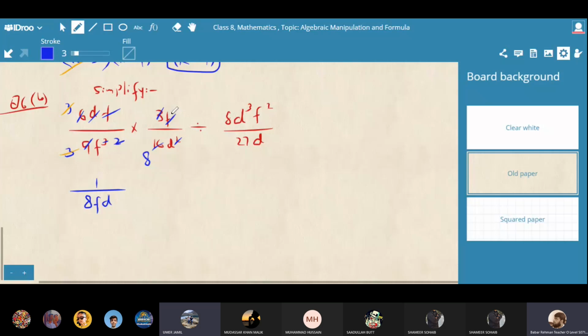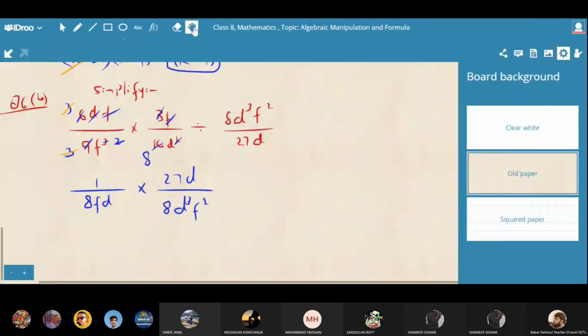Okay. Are you getting my point? Two F. Okay. Now if I put the multiplication sign here, so what will happen? This will be reciprocal. Yes, sir. 3 and F power 2.